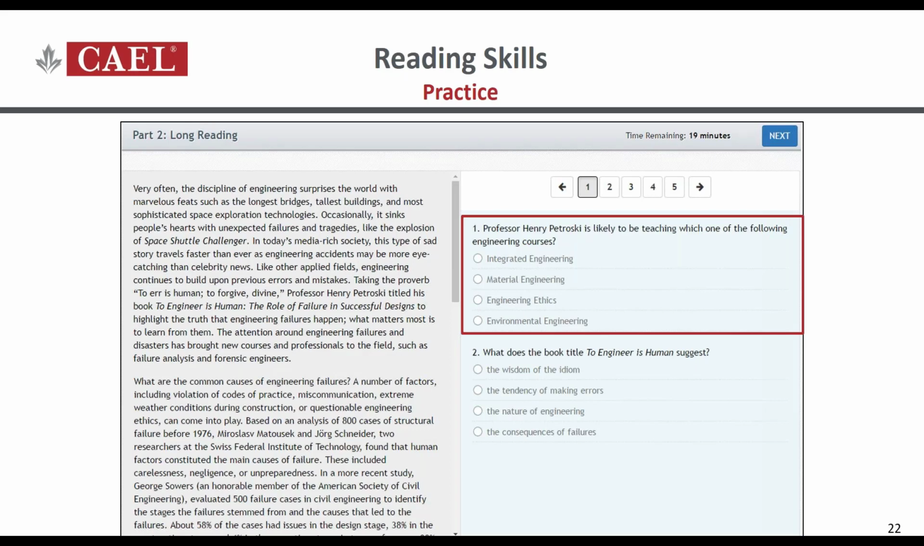Number 1 says, Professor Henry Petrosky is likely to be teaching which one of the following engineering courses? Integrated engineering, material engineering, engineering ethics, and environmental engineering. There's a lot of words there. So where do you think we should look to find the answer? Where do you think the answer would likely be? Would it be more in the first paragraph or more in the second, do you think? So more in the first or more in the second paragraph?